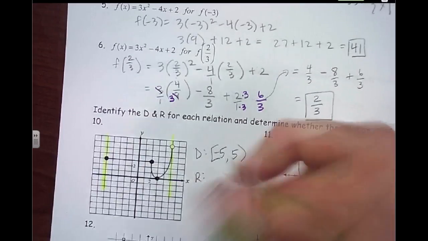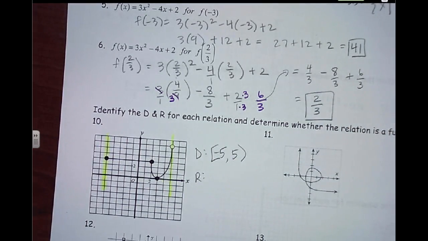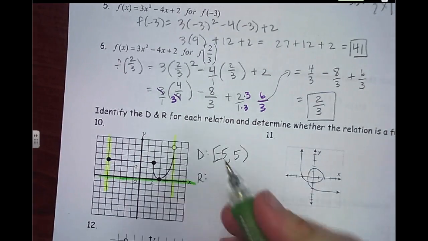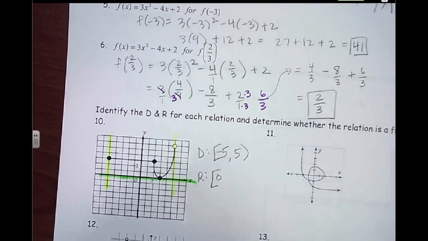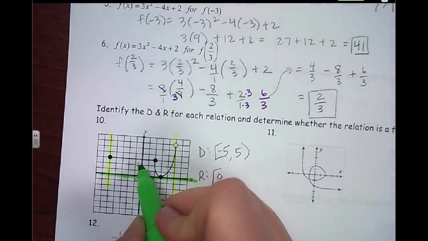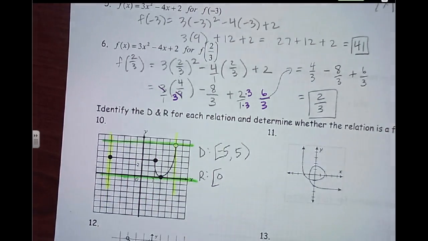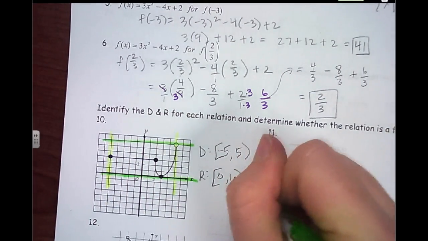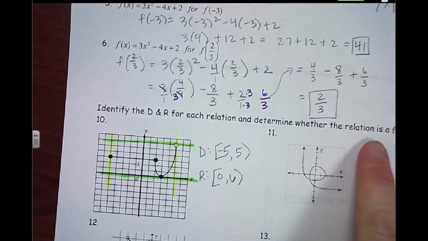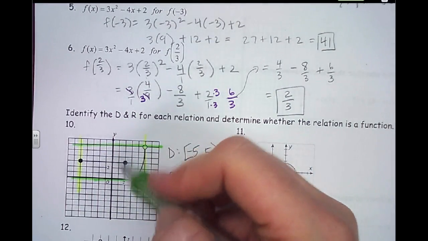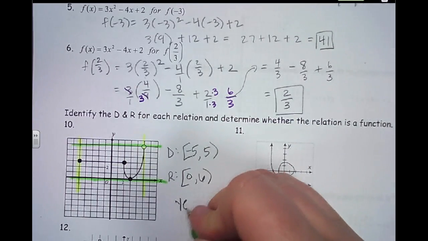Range, I'm going to go bottom to top. So lowest y value to highest y value. So my lowest y value is at 0. It's a bracket because it's a closed circle. My highest y value, 1, 2, 3, 4, 5, is at 6. It's an open circle, so it gets a parenthesis. It says determine whether the relation is a function, so that's a vertical line test. I did a vertical line test anywhere on here. Yes, this is a function.